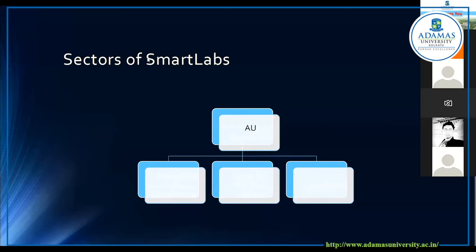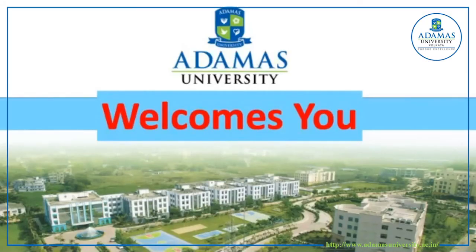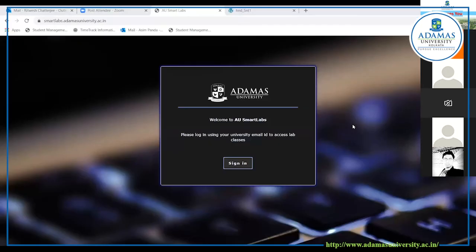Now, instead of going through these screens, let's jump straight ahead into the platform and start seeing what it looks like and getting a feel of it. Right. So if you can see my screen, this is the platform that we are going to be using for our online lab classes. The URL is smartlabs.adamasuniversity.ac.in. There is a sign-in button.